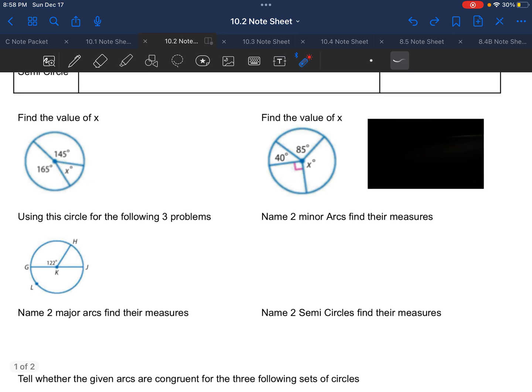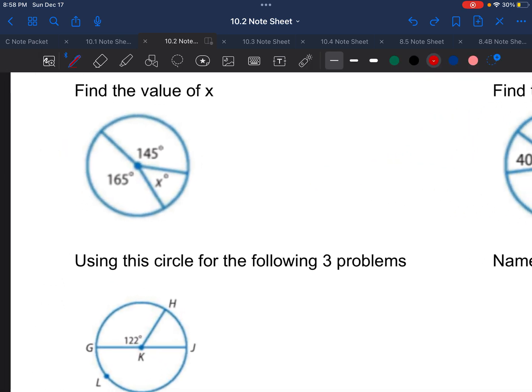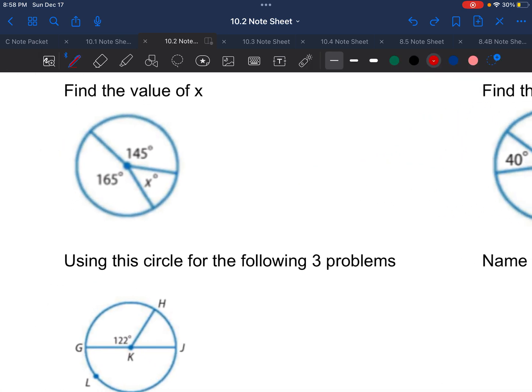All right. Find the value of x. Okay, well, the sum of all the central angles is 360. So if I do 360 minus 145 minus 165, I get 50. So x is 50 degrees.